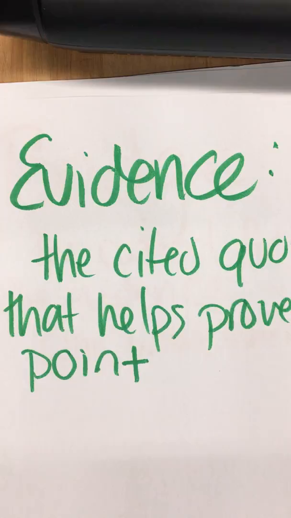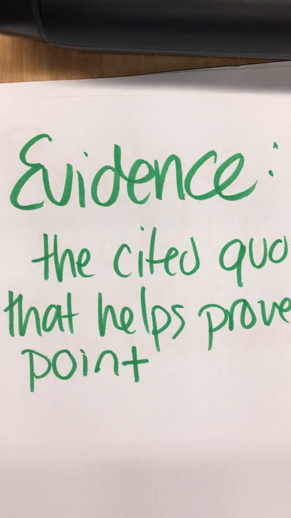So that leads us directly into our evidence. Evidence is the cited quote that helps prove our point. So this is the quote that we have pulled from the text. Anything, it doesn't need to be something that somebody said. It can be any text from whatever we've been reading. And it helps prove our points. We want to make sure that we're not just using a quote that has some of the same words in it or has some of the same ideas. We want it to be as close to what made us think that.